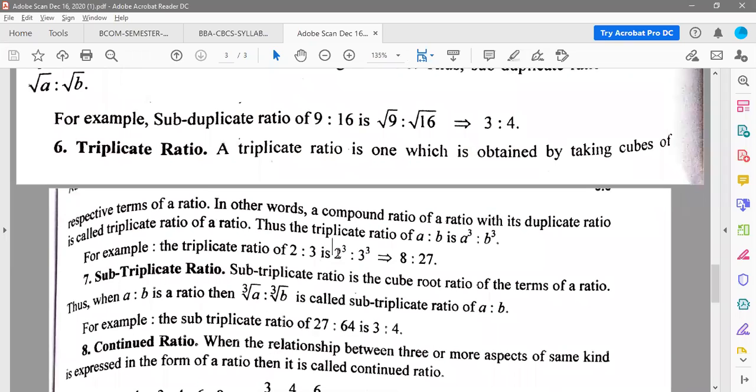So let us take the same example. 2 cube is to 3 cube. So you are cubing the numbers. 3 times you are multiplying the numbers. That is why it is called cubing. So triplicate, 3 times.